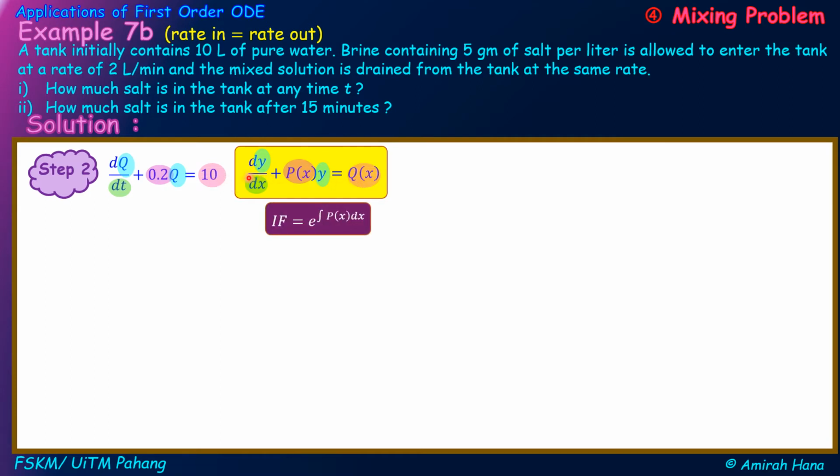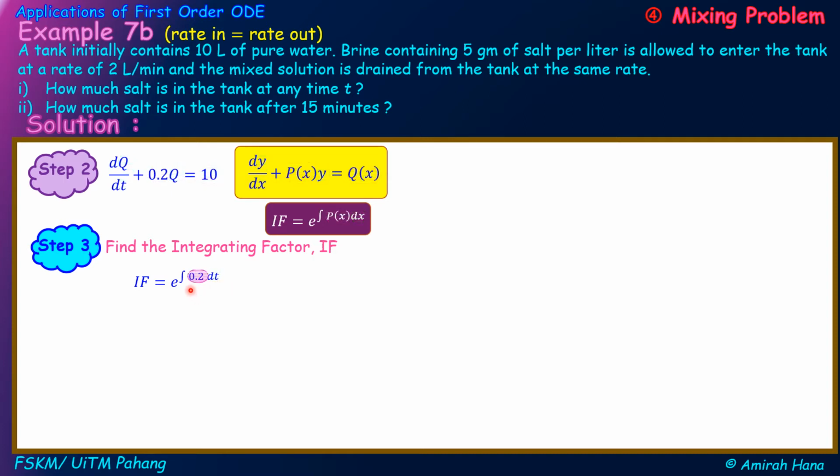Under linear equation, we need to find IF, which is the integrating factor, and it equals e to the power of integration of P(x) dx. So we can continue with step 3, find the integrating factor IF. IF equals e to the power of integration of 0.2 dt. Why do we get this? Because P(x) now equals 0.2, and dx means dt.